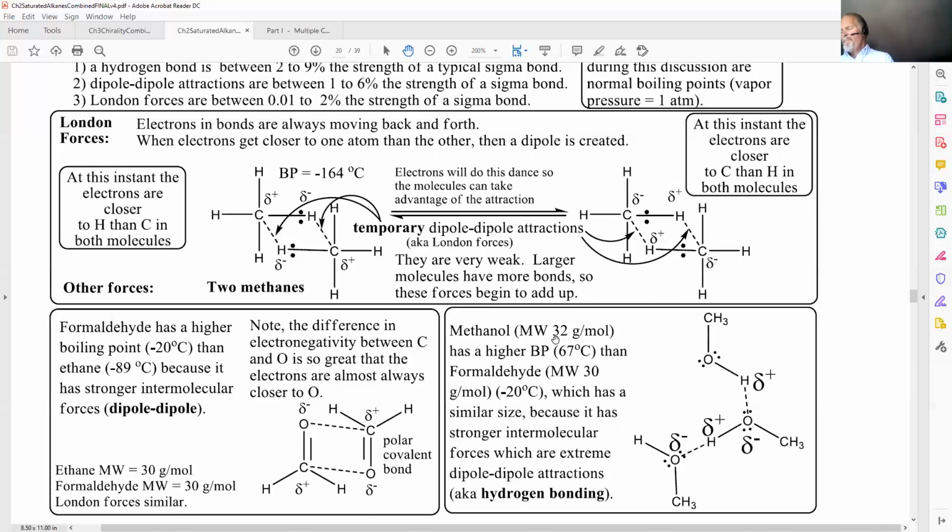Yet we jumped up by another, let's see, we went -20. Can we call that close to 70? That's a 90 jump. That's a big jump again. Why? I don't want to use the name of this intermolecular force. I'm going to rename it.